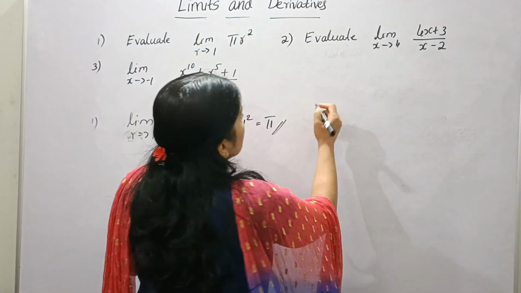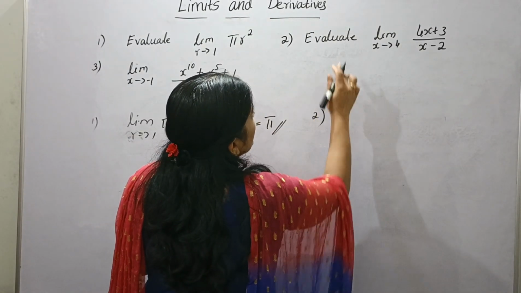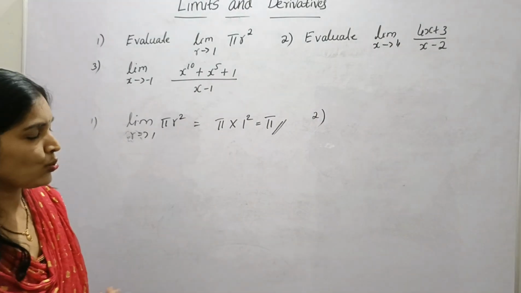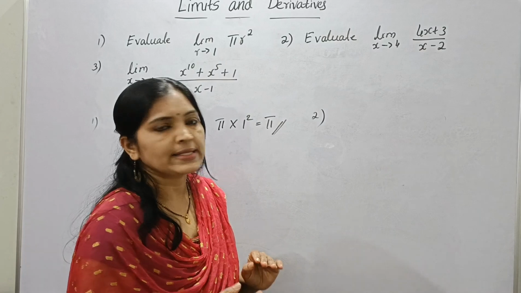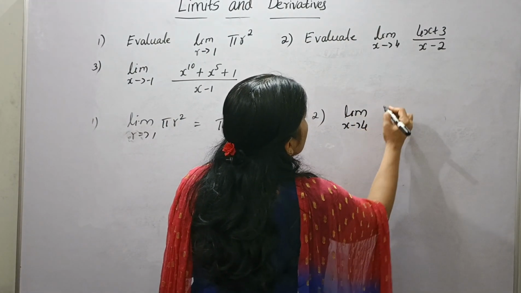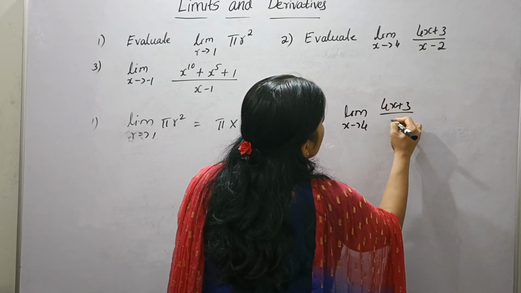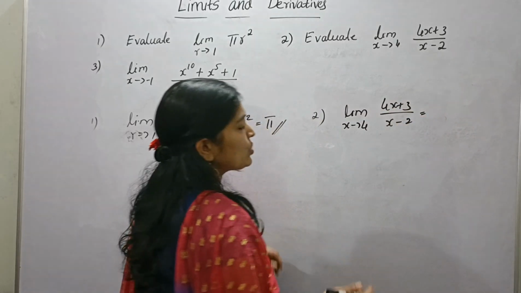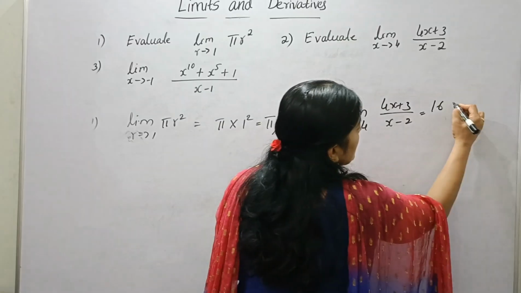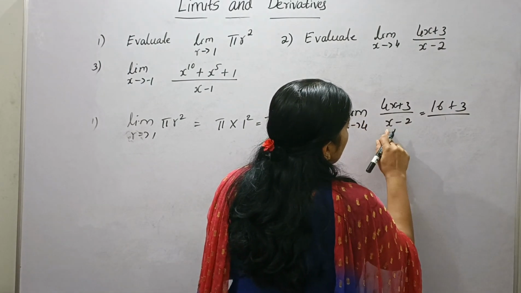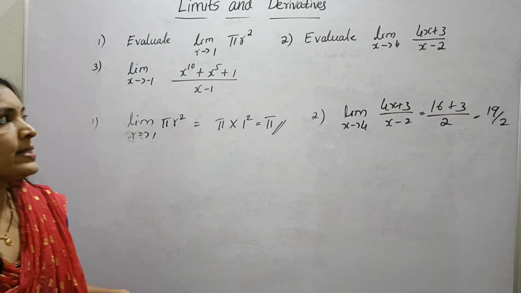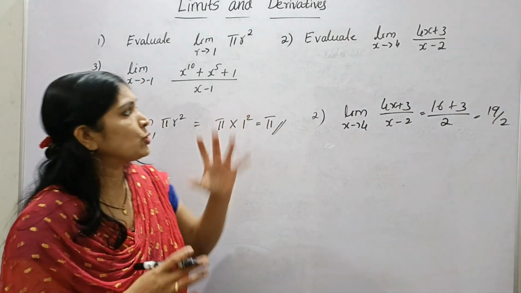Next, the second one: evaluate the limit as x tends to 4 of (4x plus 3) divided by (x minus 2). Here also we will substitute x equal to 4. So the limit is equal to 4 times 4, that is 16, plus 3, divided by 4 minus 2, that is 2. That is 19 divided by 2. So for the second one, we have got the value of the limit of the function.